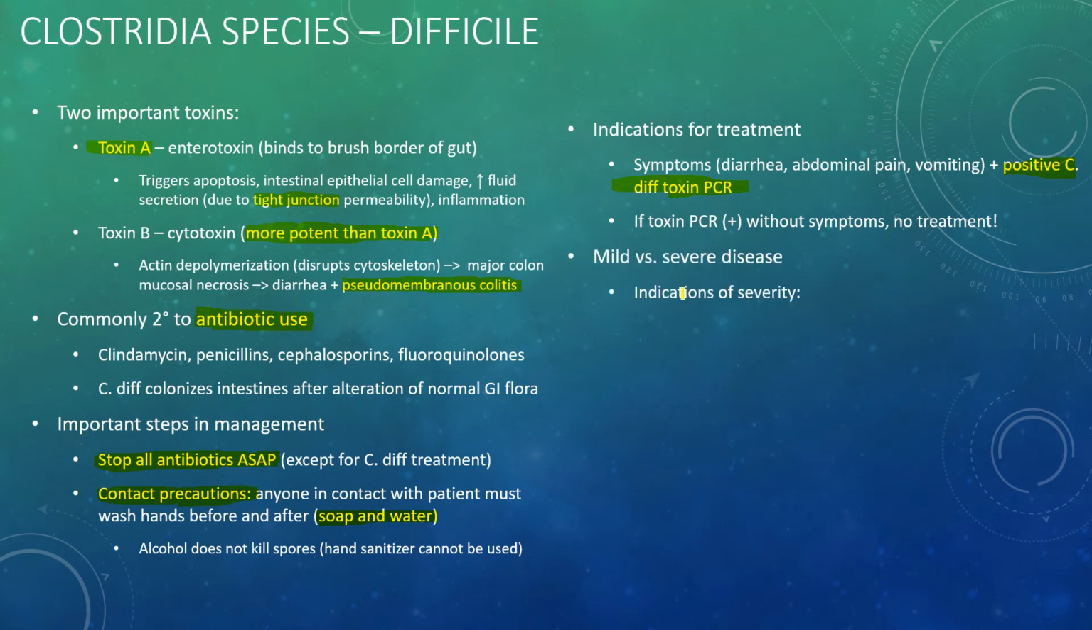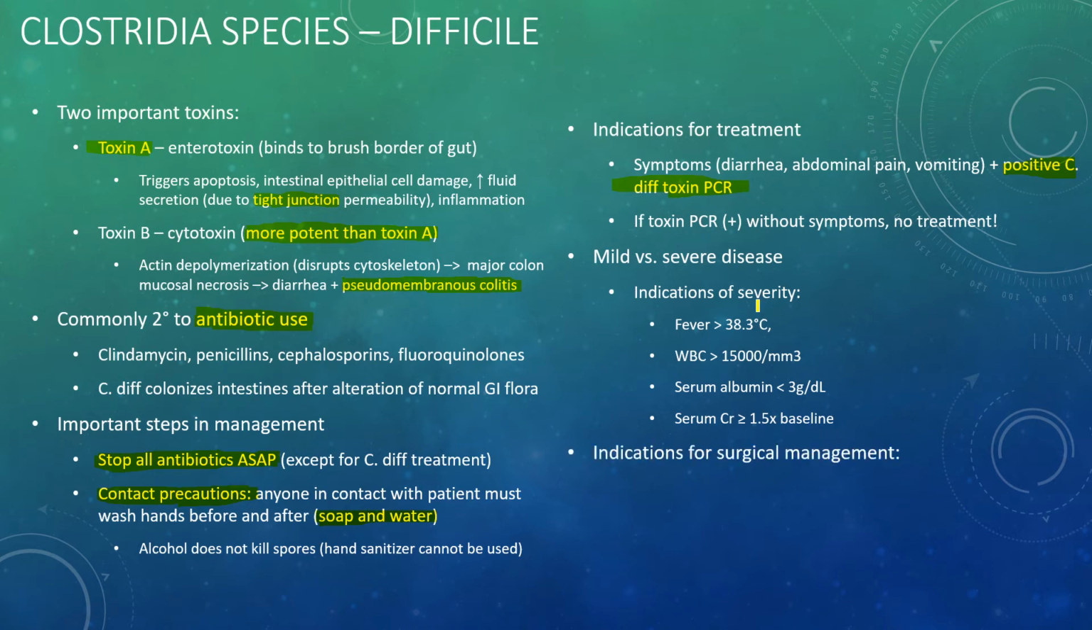Mild versus severe disease. This is where it gets important. Indications of severity are a high fever, if you have a high white cell count, or if you have low albumin, and creatinine greater than 1.5 times the baseline. What they normally have, 1.5 times higher. So if you have any of these, that's a sign of severe disease, and you need to treat it accordingly. If none of these are present, it's a mild disease.